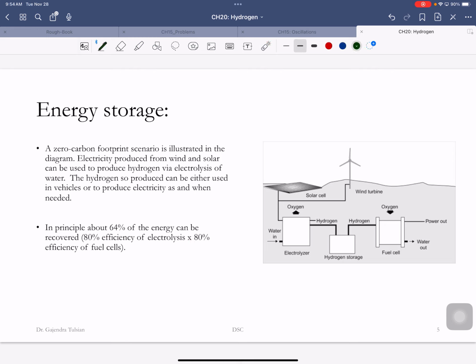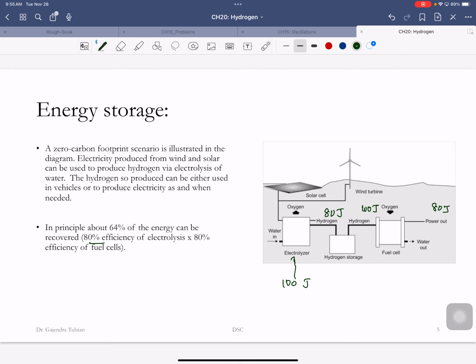Okay, so if you put in 100 units, 100 joules of electricity, what you have stored is 80 joules of energy in hydrogen. That's what this 80% efficiency means. Okay? And now if you take 100 joules of energy stored in the hydrogen, what you're getting is 80 joules of electricity out. Okay? Those are the best case scenarios.